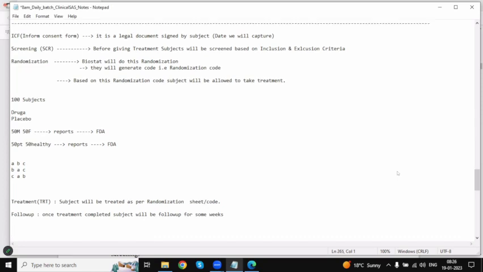So this is the flow you have to remember. First, the subject always has to sign the informed consent. Next, screening. Next, randomization. Next, the subject will be treated. Next, the subject should be followed.